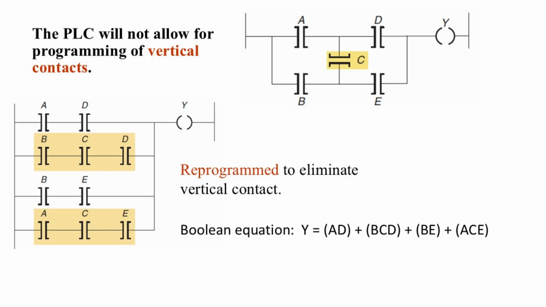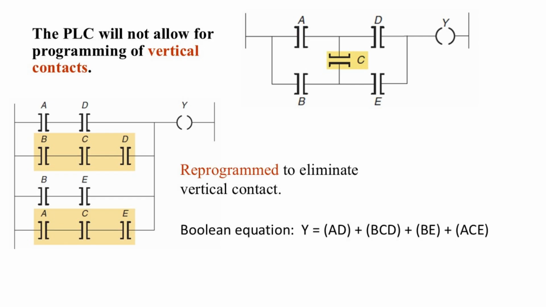Each group of letters represents a valid path that can energize the output Y. For instance, AD means both A and D must be true. BCD requires B, C, and D to all be true. BE means B and E must be true. And finally, in the last rung, ACE means A, C, and E must all be true simultaneously. If any one of these four combinations is true, the output Y will energize.